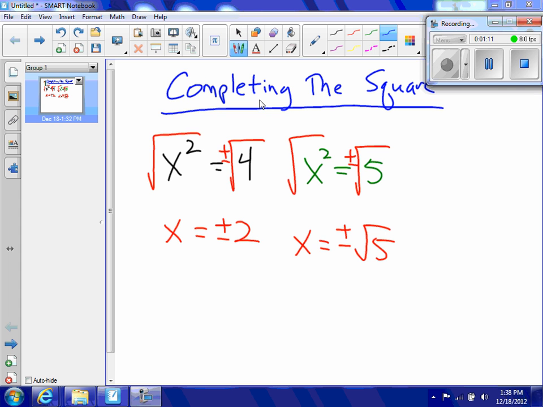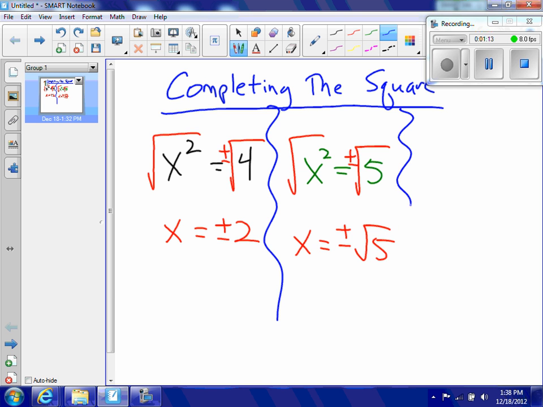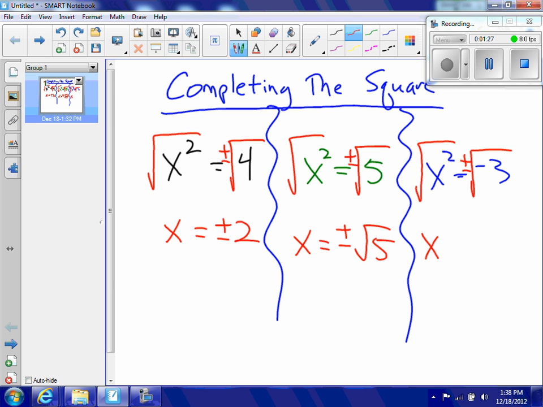And it's really not even a whole lot different if I have a negative number. If I have x squared is equal to negative 3, do the same thing. Take the square root of both sides, put in my plus or minus, and I get x is equal to plus or minus i, square root of negative 1, radical 3. No big problem. Pretty simple.